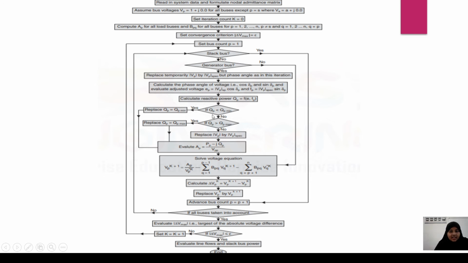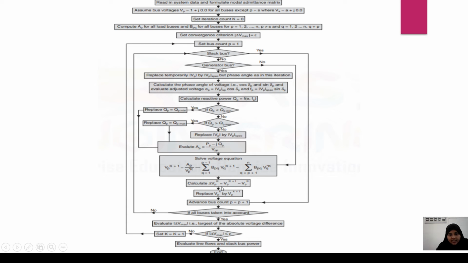If QP is less than QP min, yes means replace QP by QP min. No, then go to the next step, that is, if QP is greater than QP max, yes means replace QP by QP max. No means go to the next step, replace mod Vp by mod Vp specified. Evaluate AP value, that is PP minus jQP by Vp specified. Solve voltage equation, that is Vp(k+1) is AP by Vp(k) conjugate minus summation Q equal to 1 to P minus 1 BPQ VQ(k+1) minus summation Q equal to P plus 1 to N BPQ VQ(k) conjugate.